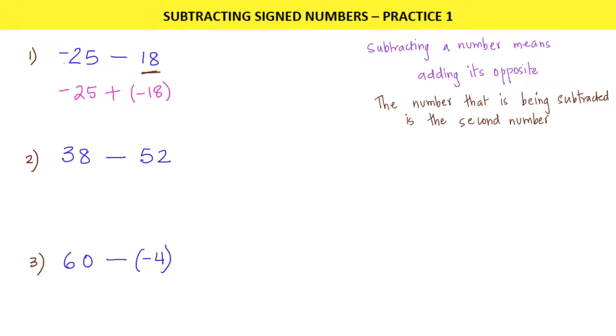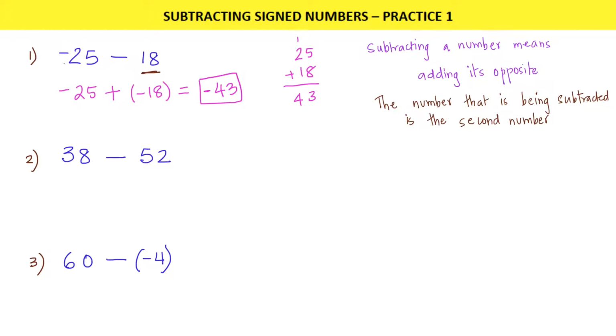Both are negative numbers. Both have the same sign. So there is nothing to cancel each other. We add the absolute values. So we do 25 plus 18, and that would give you 43. And since both are negative numbers and you're simply adding a negative plus a negative, the answer would also be negative. So you have negative 43. Let's move on to the next problem.